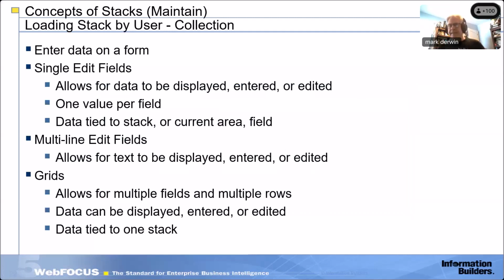Okay, how do I get the data from a user? I have them enter it into a field. I can have a current area field, a stack field, a database field. They can enter one value. There's multi-line edit fields, which allows for an entire text string to be entered. And there's the grid, which allows for multiple fields and multiple rows. All of these allow data to be displayed, updated, and edited.